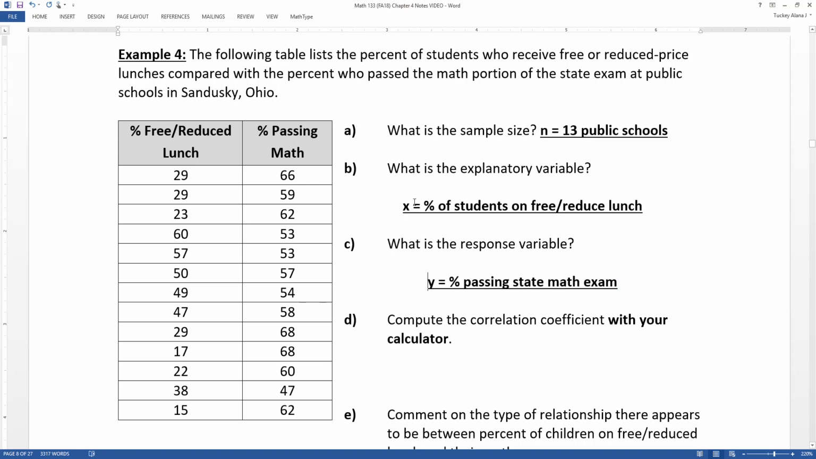Keep in mind for state math exams, there might be a lot of reasons why some schools are higher than others. Maybe they have more money devoted to math programs. Maybe they have, I don't know, a robotics team. Maybe they have, et cetera, et cetera.